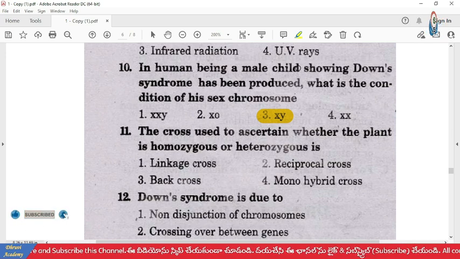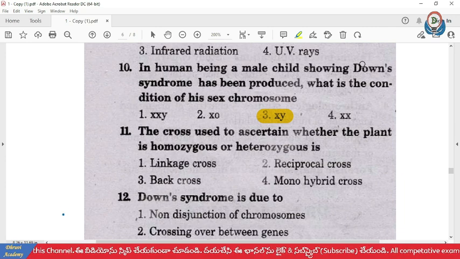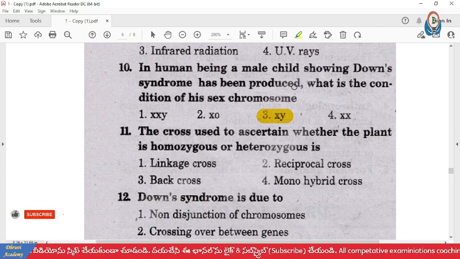In human being, a male child showing Down syndrome means they are having an extra chromosome. What is the condition of sex chromosome? It will be XY.